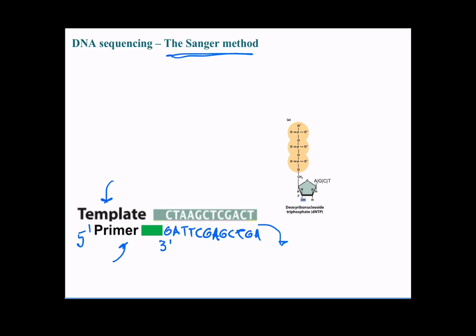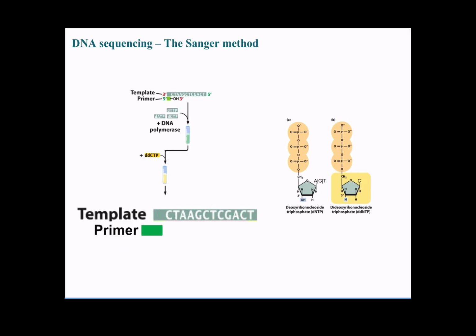So far, nothing new. Now, let's assume for a second that instead of offering the 4 regular dNTPs, we offer DNA polymerase a mixture of 3 dNTPs, in this case dATP, dGTP, and dTTP. And then instead of offering dCTP, we offer it a chemically modified CTP that is missing the hydroxyl group at the 3' position of the ribose.